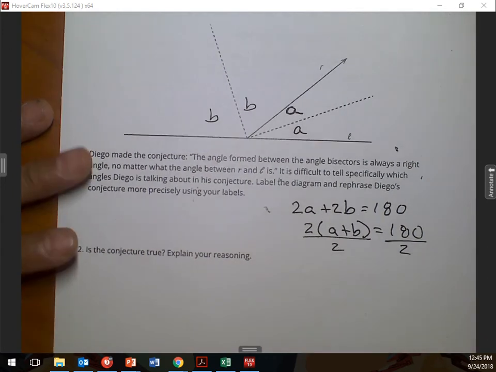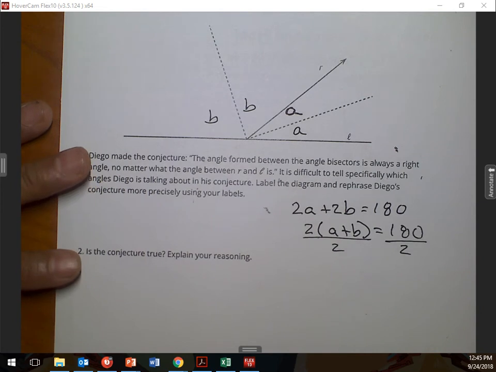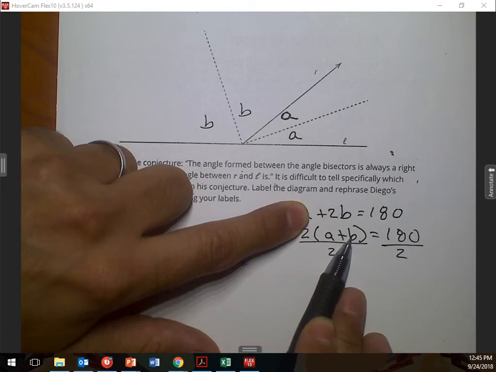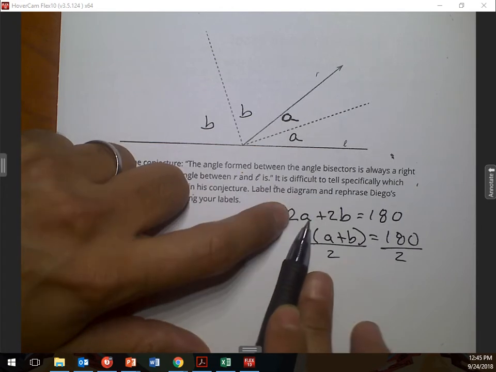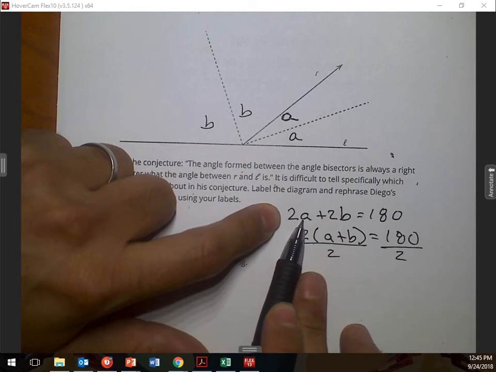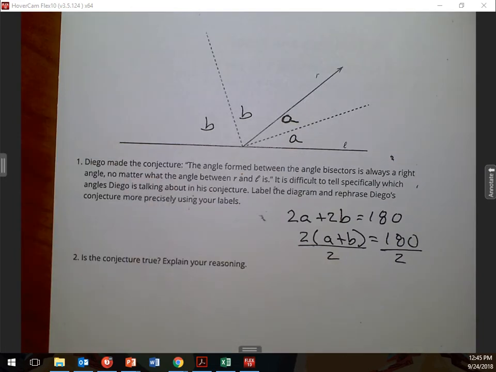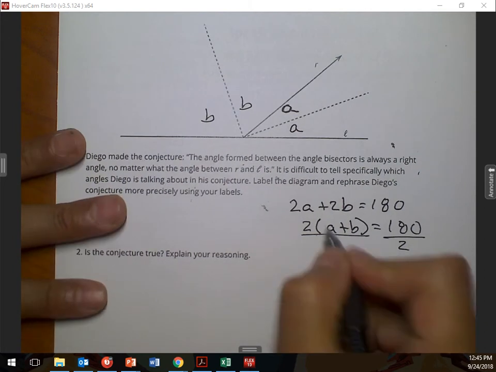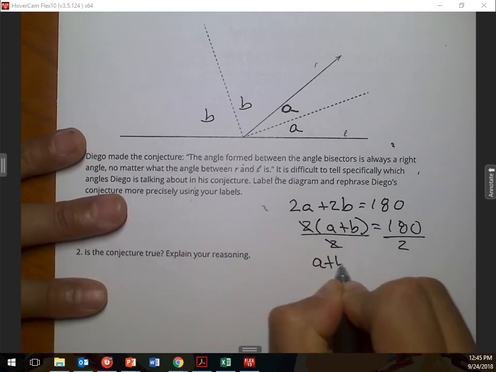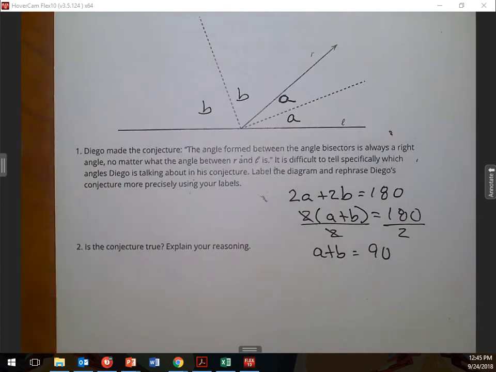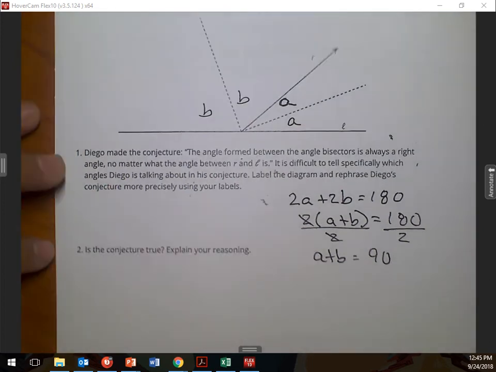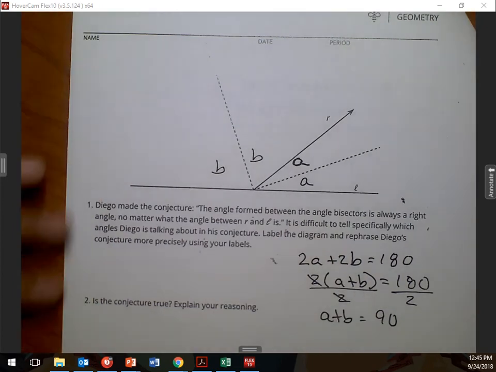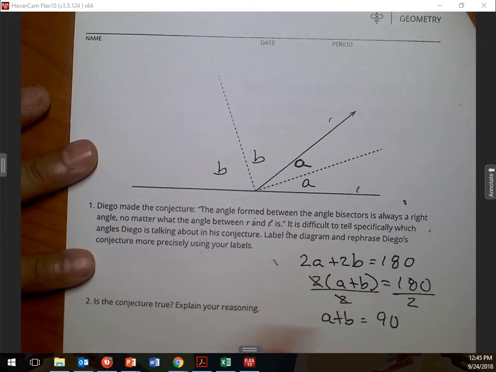What are you doing here? Hold up. What did you undistribute? The 2. Okay, so now, what's 2 divided by 2? 1. It cancels out. All right, so now watch. These two cancel. A plus B equals 180 over 2, which is 90. So all the time, A plus B will equal 90. So it's asking, will these two together always add up to 90?